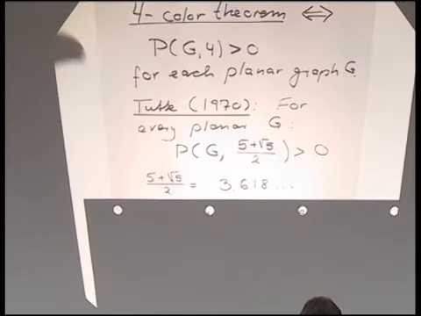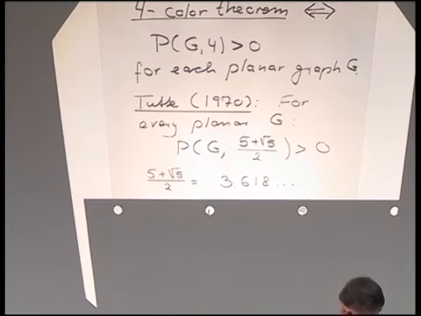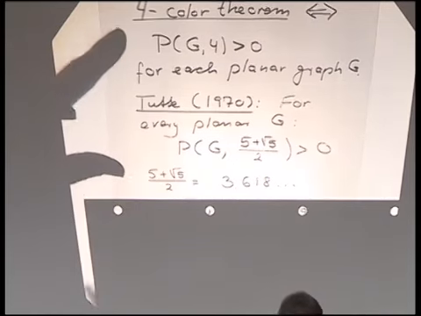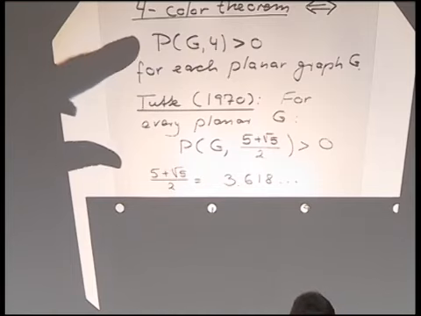Tutte tried this, and he came somewhat close. He proved that if you take a planar graph and you look at the chromatic polynomial's value at 5 plus square root 5 over 2, then that's always positive. And this number is 3.618, etc. So it's not terribly close to 4, but at least it's not too far either. This is not the golden ratio. I think this may be what Tutte called the silver ratio. He had a number which he called the silver ratio, and I think it may be this one.